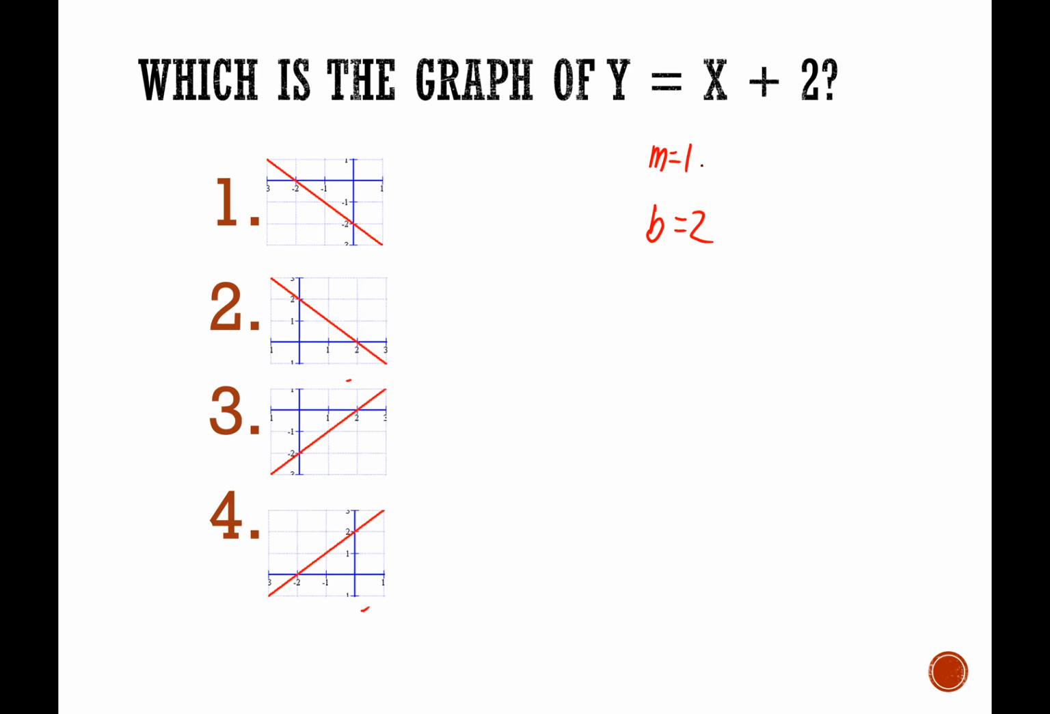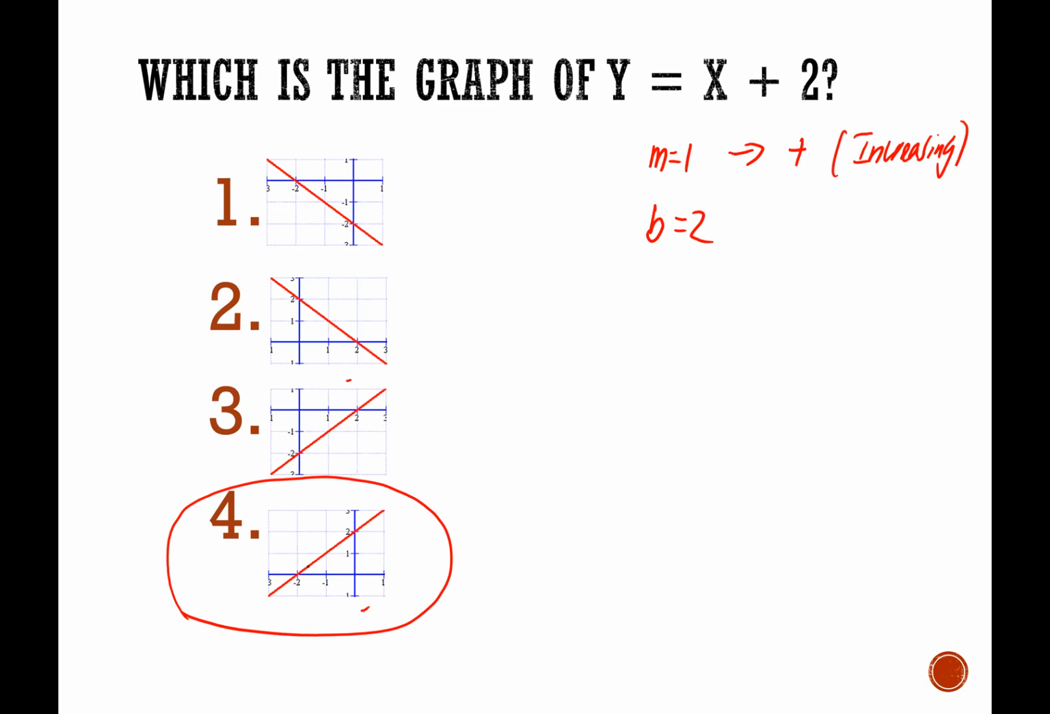Also, since slope positive, that means it's increasing line. And this one is decreasing line. So the answer should be 4. Okay, just based on this positive indicating increasing from left to right, right? So we can easily determine it's 4.